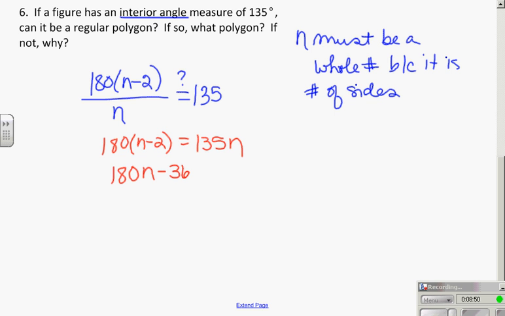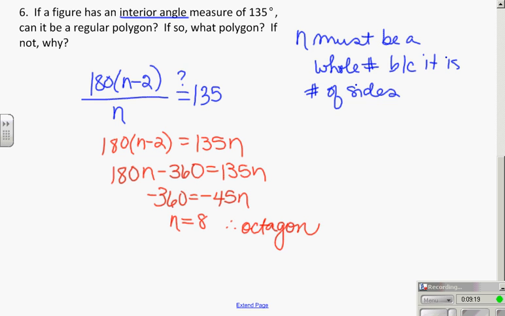Now I'm going to do the distributive property. Subtract 180 from both sides. Be careful to keep track of your negatives, because that is one of the biggest places where kids make mistakes. Remember, you can't have a negative number of sides either. Divide both sides by 45. Therefore, this is a regular octagon because it worked out evenly.